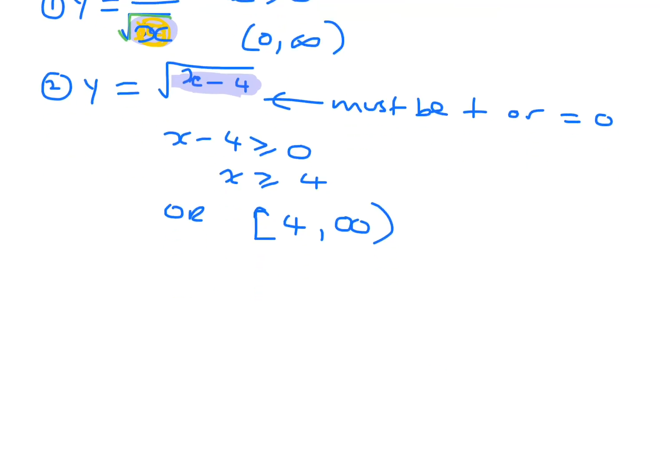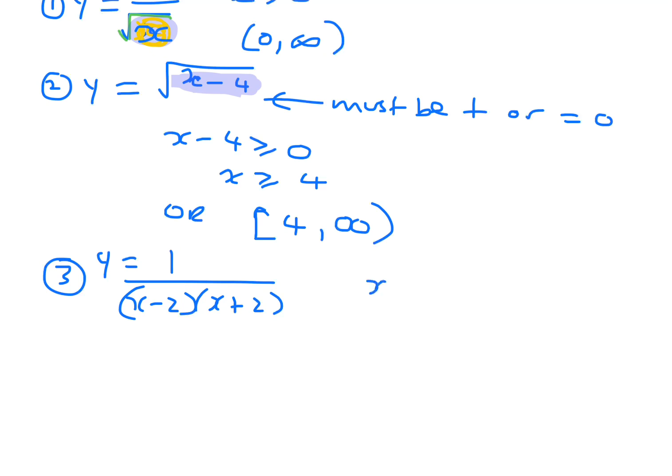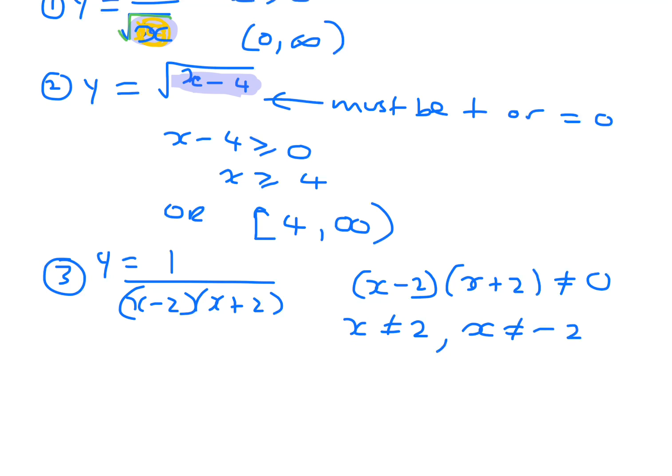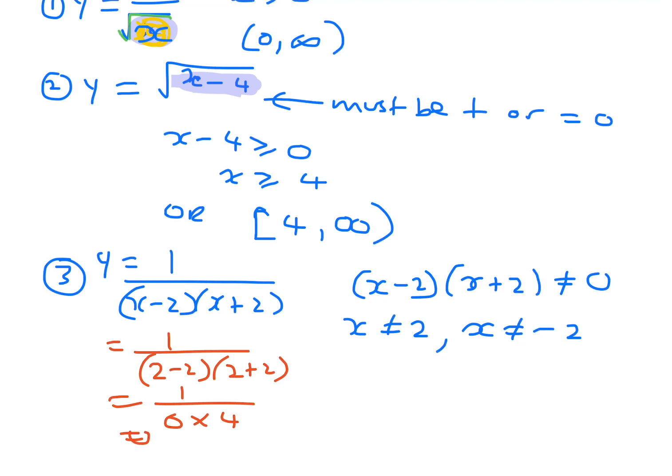So there's a couple of things that restrict the domain. Let's just say we don't know how to sketch this, but we do know that x minus 2, x plus 2 can never equal 0. x cannot equal 2 and x cannot equal minus 2. Because if x equals either of these values, like if it was 2, you would put a 0 on the bottom. And as soon as you put a 0 on the bottom, it is undefined.